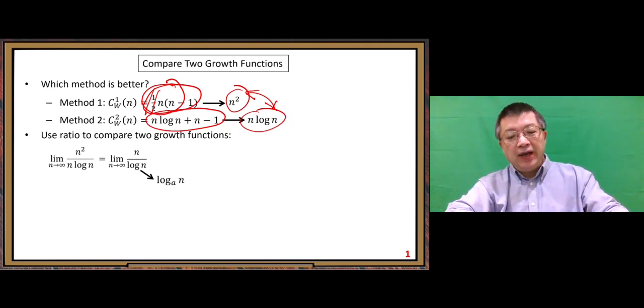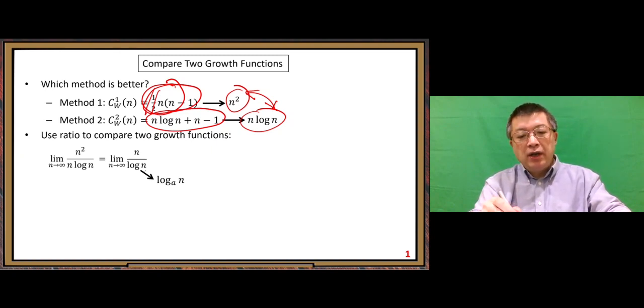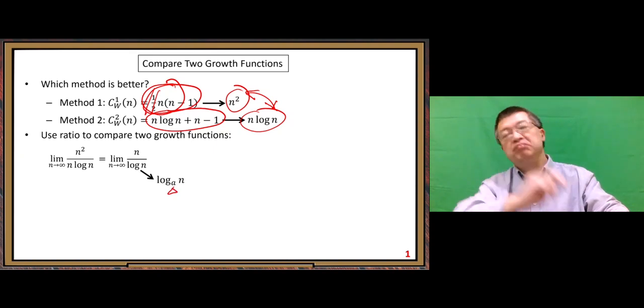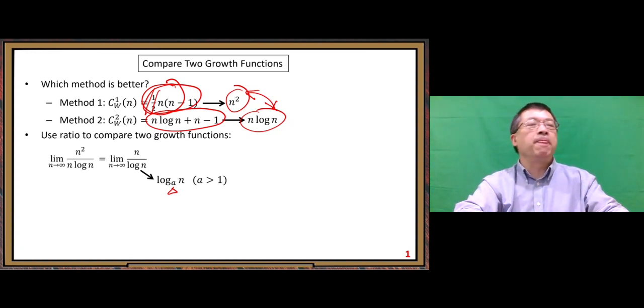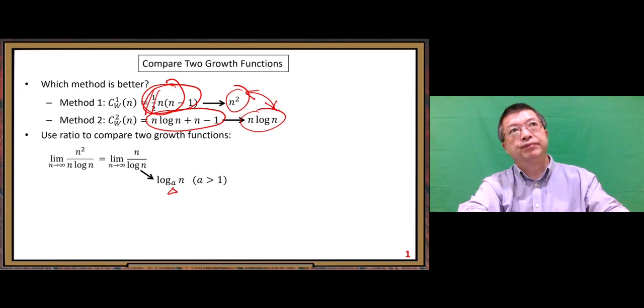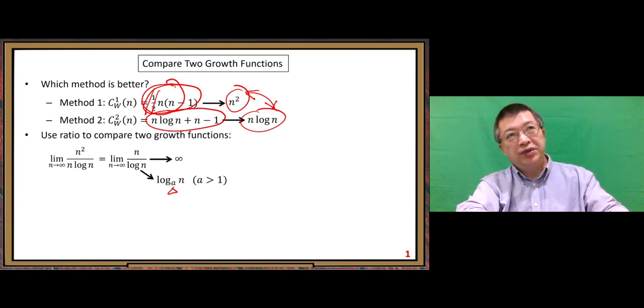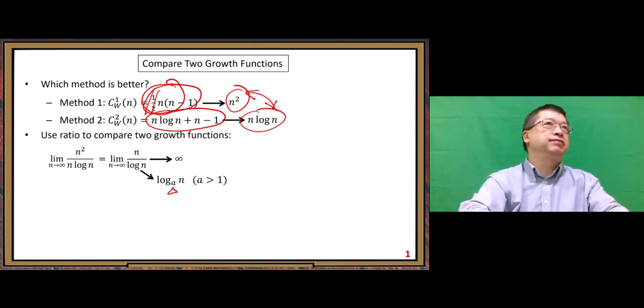And here, because of the log at the denominator, we do not put any log base. So we assume we use some general log base, a. But this a must be greater than 1. Then this log will give you a positive number. So that's our assumption. Under that assumption, we want to see if this limit is infinity or not.